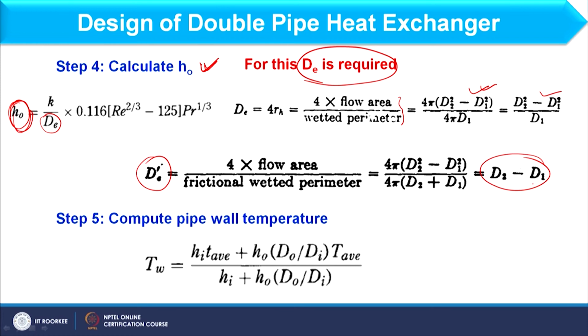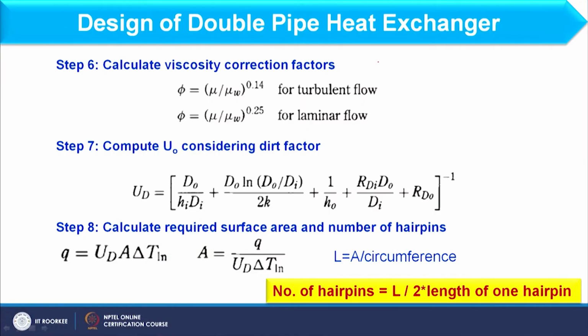Now, once you have this equivalent diameter, we will move further to step 5, where I have to calculate the pipe wall temperature, and this wall temperature I have to find out to compute mu W, that is the viscosity of the fluid at wall temperature, and that will be used to find the viscosity correction factor. Once I have the wall temperature, I can calculate the viscosity correction factor for turbulent flow and laminar flow.